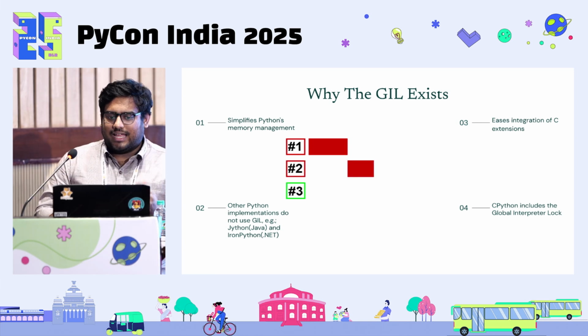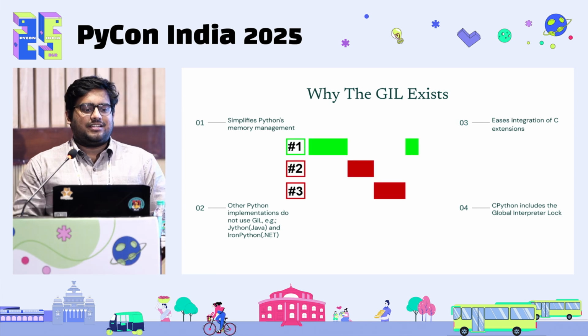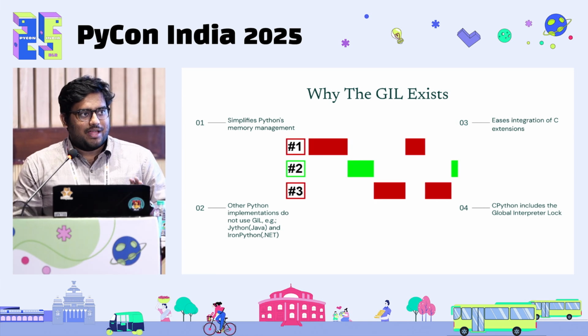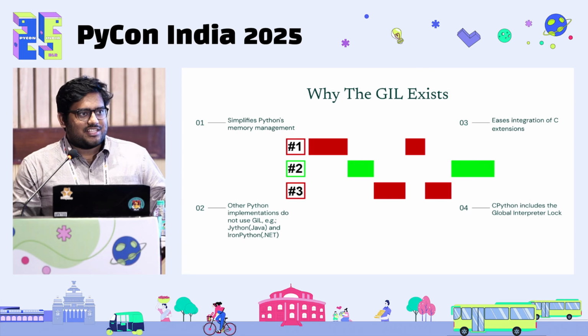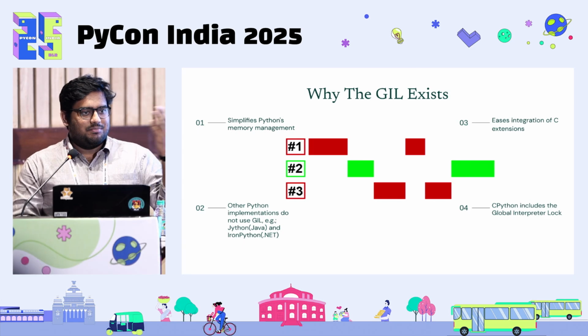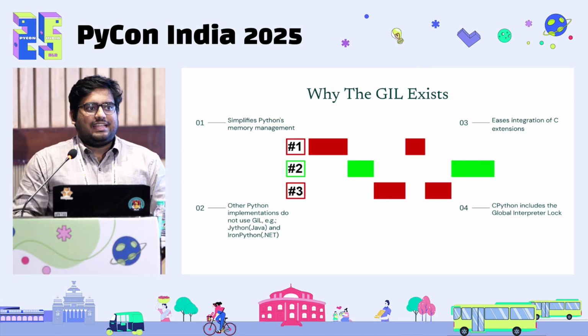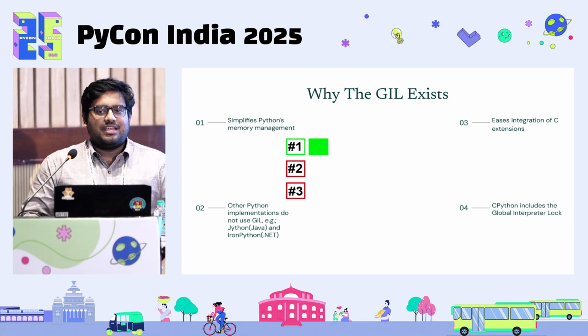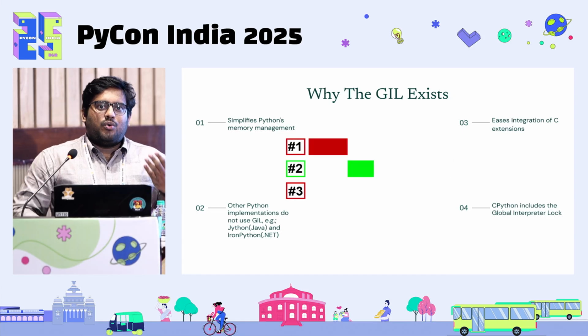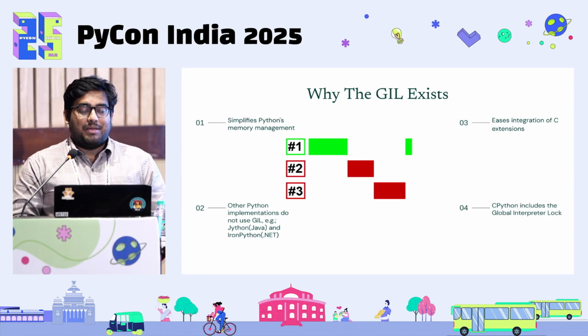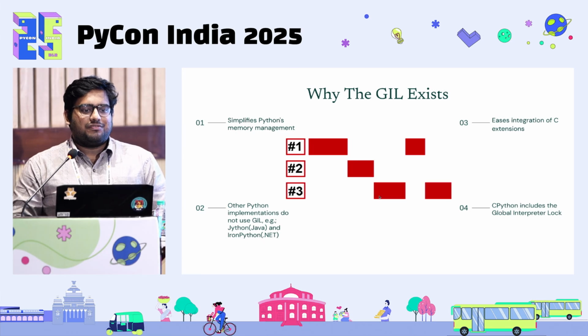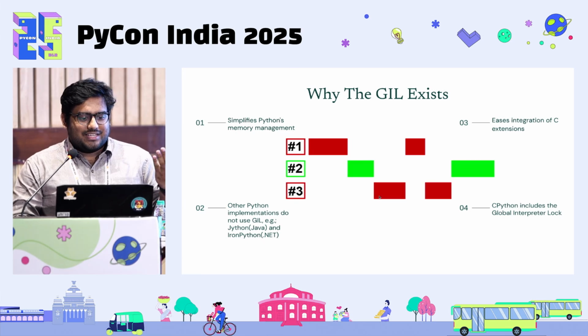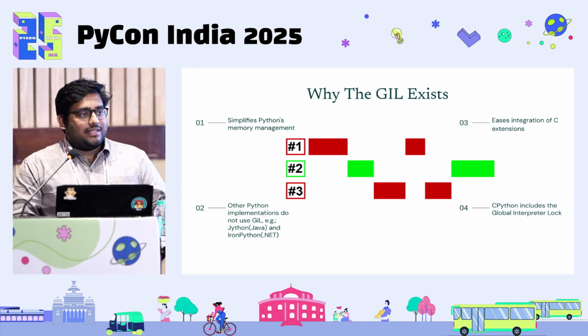So why does the GIL exist? First things first, it simplifies Python's memory management. Single-threaded execution is Python's forte, so it simplifies the memory management for it. It eases the integration with C extensions. And we all know, for people who have coded in C, that memory management is the bane of C. So it eases out integrations with C, and other Python implementations.